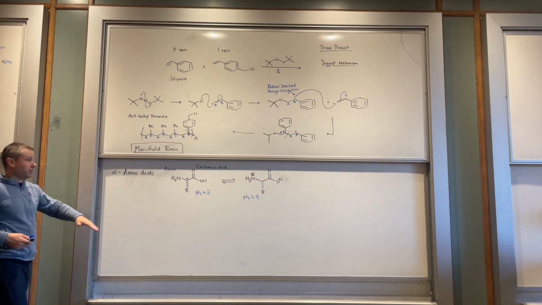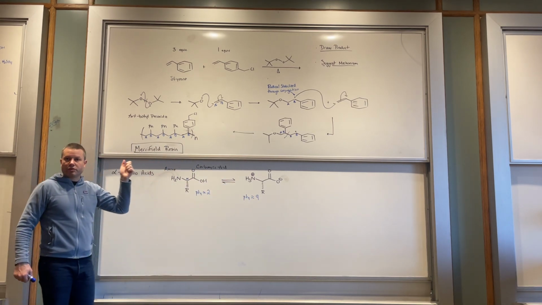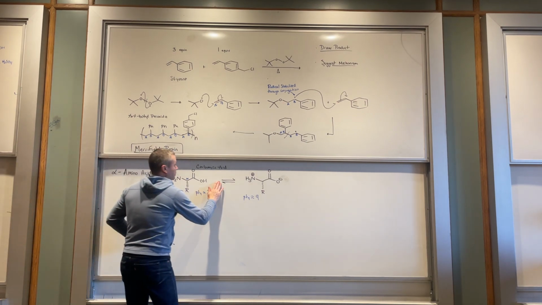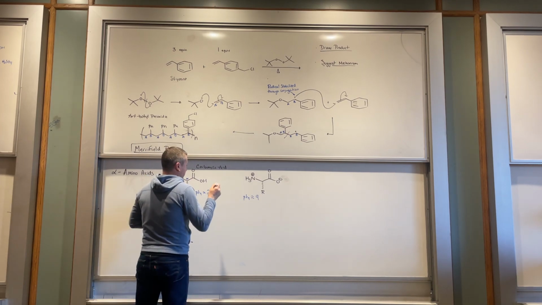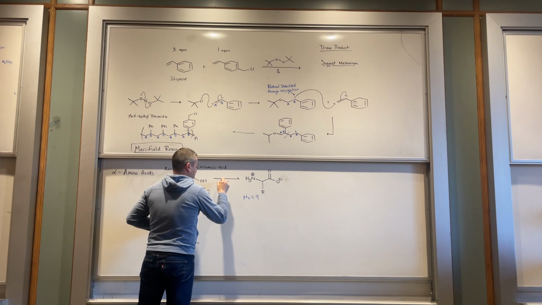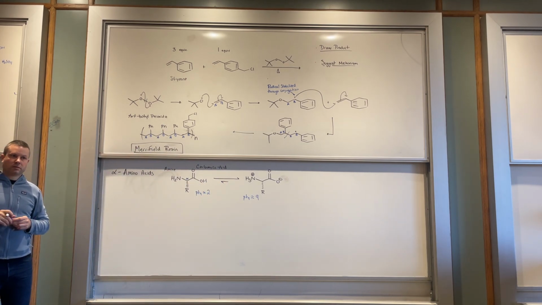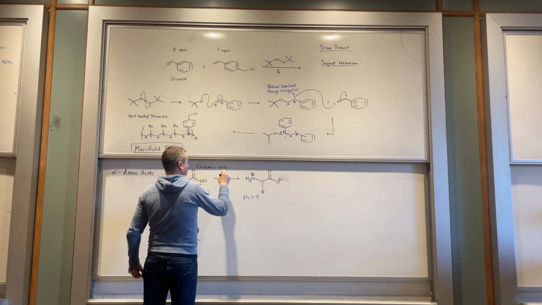Okay, so in this form, the pKa is 2. This form, the pKa is around 9. Which way is this equilibrium going to favor? The product, good. So it's going to favor the weaker acid. And then what's the Keq? Good. Yeah, so 10 to the 7.